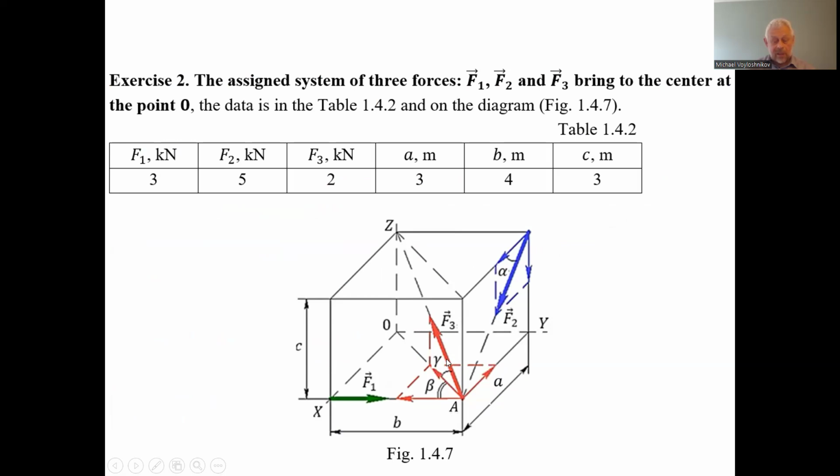We first decompose to the horizontal plane. This is, we use the gamma angle, cosine gamma angle. Next, we use the cosine of beta angle. And next, we can find the component of the force F3 parallel to axis Y, but of the opposite direction.